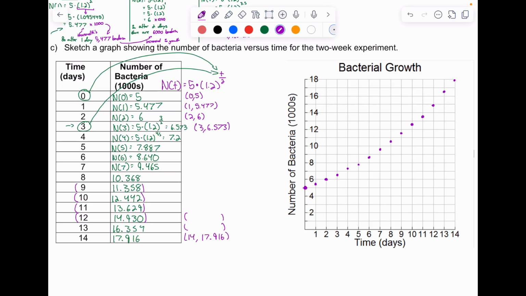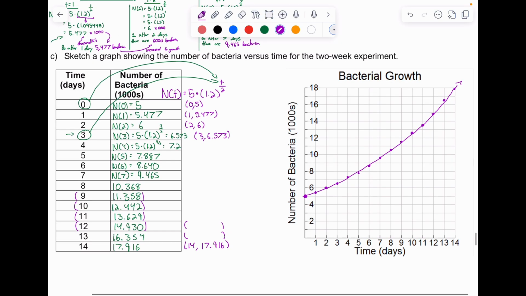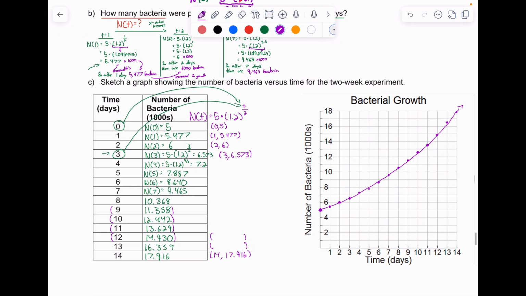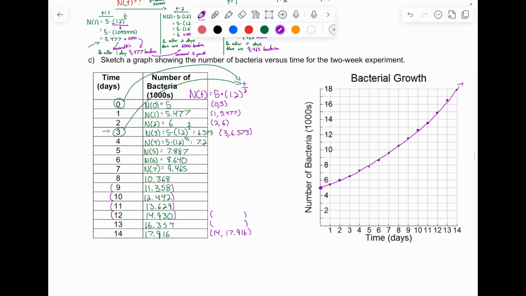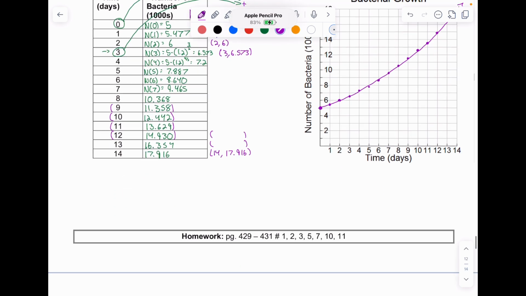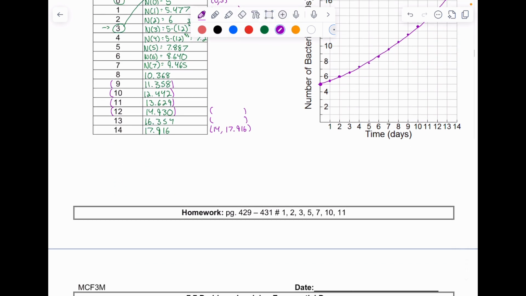So you can see you have this kind of nice curve like this. And that looks like an exponential curve, right? And that's because it is. It's an exponential function. So we'll go through the homework in class. We'll just get practice doing these application type problems on increasing exponential functions or exponential growth problems. Bye for now.